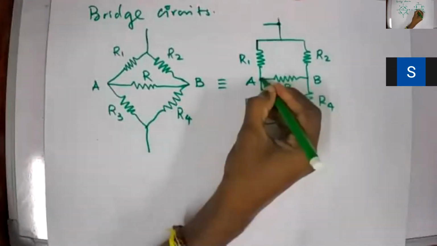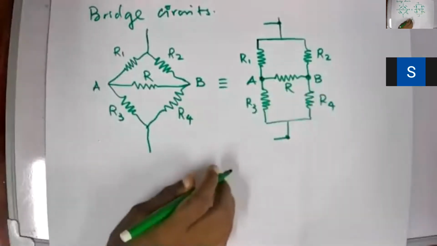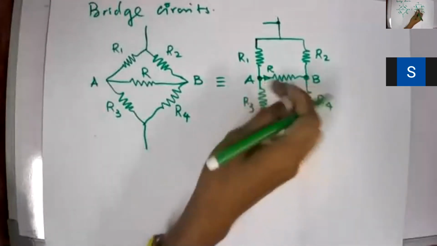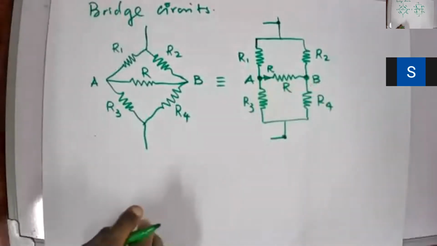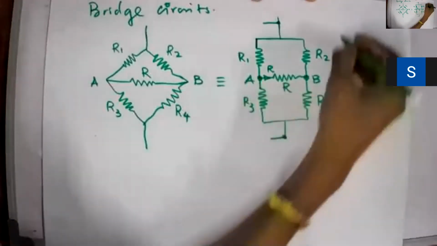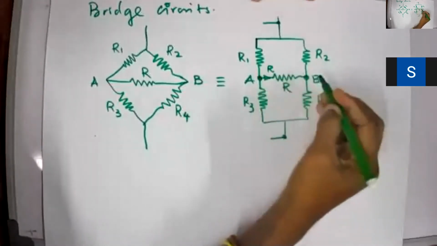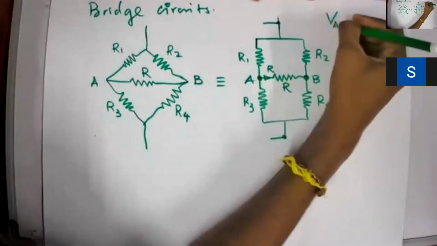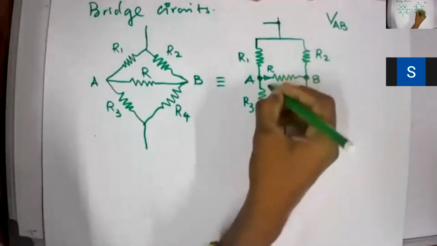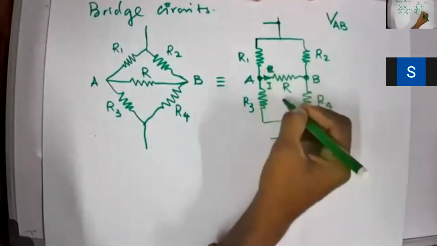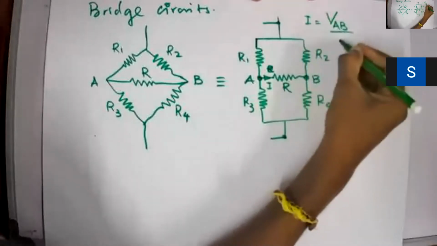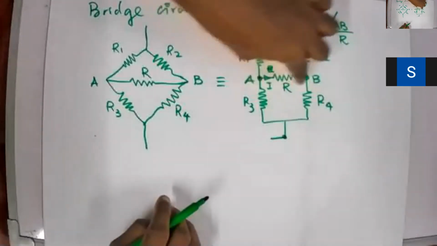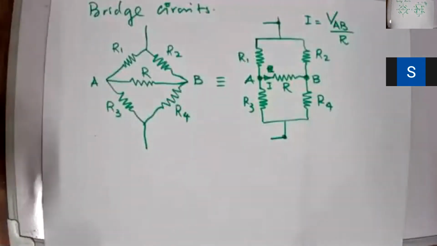Clear? Right. So the current through R depends on the voltage at A and the voltage at B. So if the voltage across A and B, again, I'm saying it is not the point voltages, the voltage across points A and B is VAB, and then if the current is I, then I could say that I equals VAB divided by R. Am I right? So how can I calculate VAB?